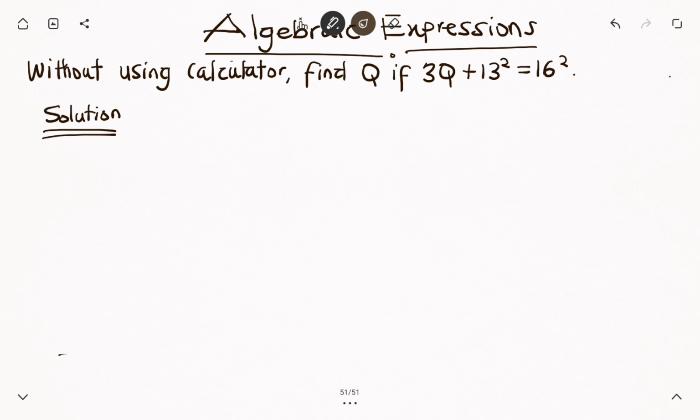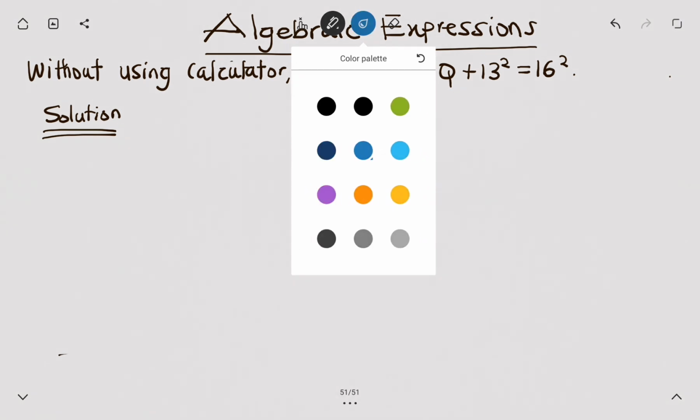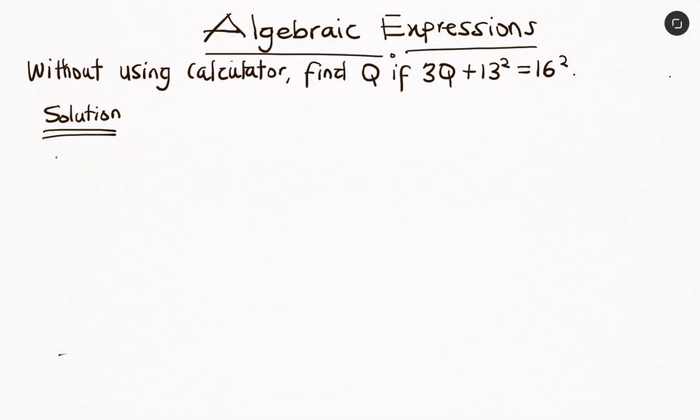So I write down my solution here. Okay, so let me use blue to do the work. All right, so the expression I have is 3q plus 13 squared is equal to 16 squared. Now if you look at this, you realize that we have 3q, which is a number and a variable multiplying each other. Then we have 13 squared equal to, then at the other side we have 16 squared. So the first thing we do over here is we group like terms, which means the numbers should be at one side and then the number with the variable should also be at one side.